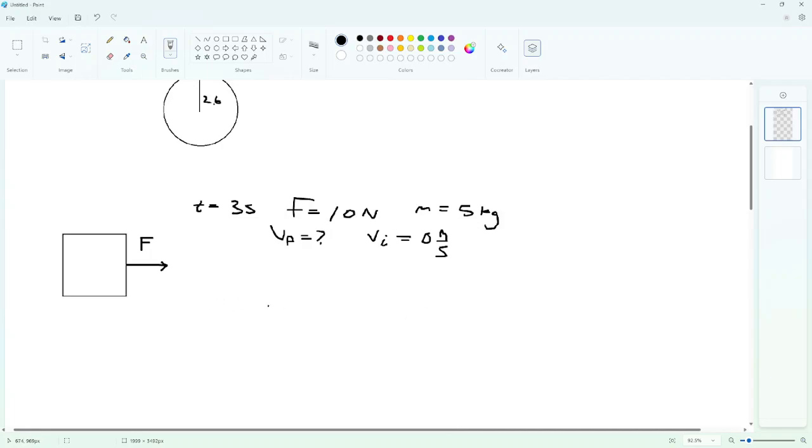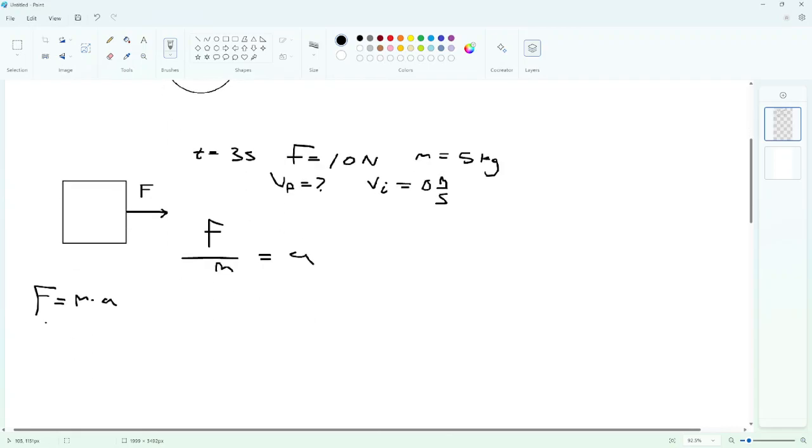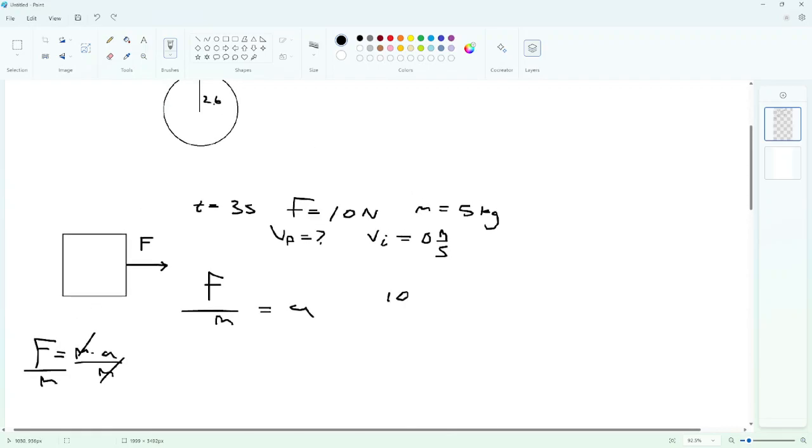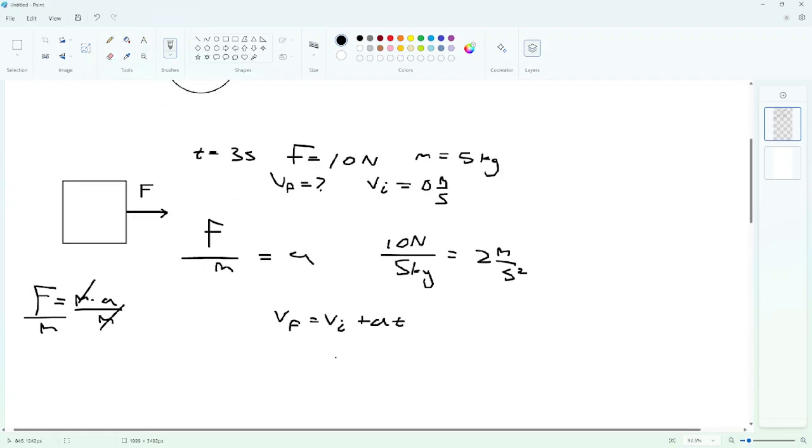first you divide the force by mass, and you'll get acceleration. Remember the formula: force equals mass times acceleration. Just divide both sides by mass, and you'll isolate acceleration. So from here, 10 newtons divided by 5 kilograms is going to be equal to 2 meters per second squared. And if we're applying it for 3 seconds, we use this formula: velocity final is equal to velocity initial plus acceleration times time. Our initial is equal to 0 plus 2 times our time, which is 3 seconds. Our velocity final is going to be equal to 6 meters per second.